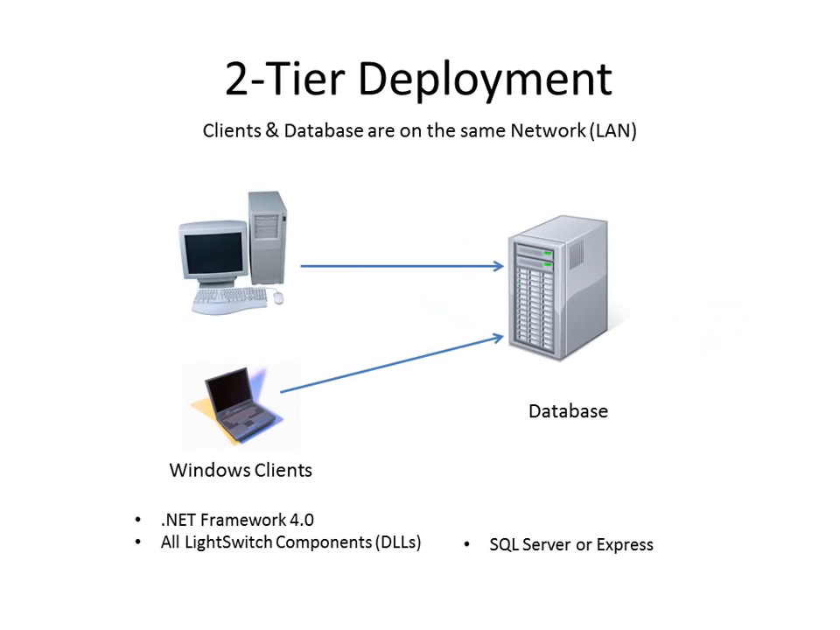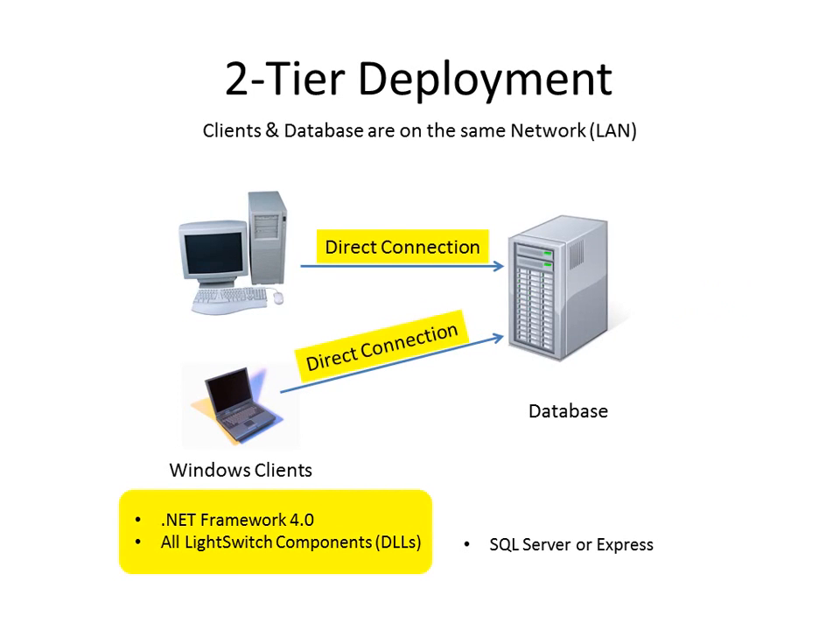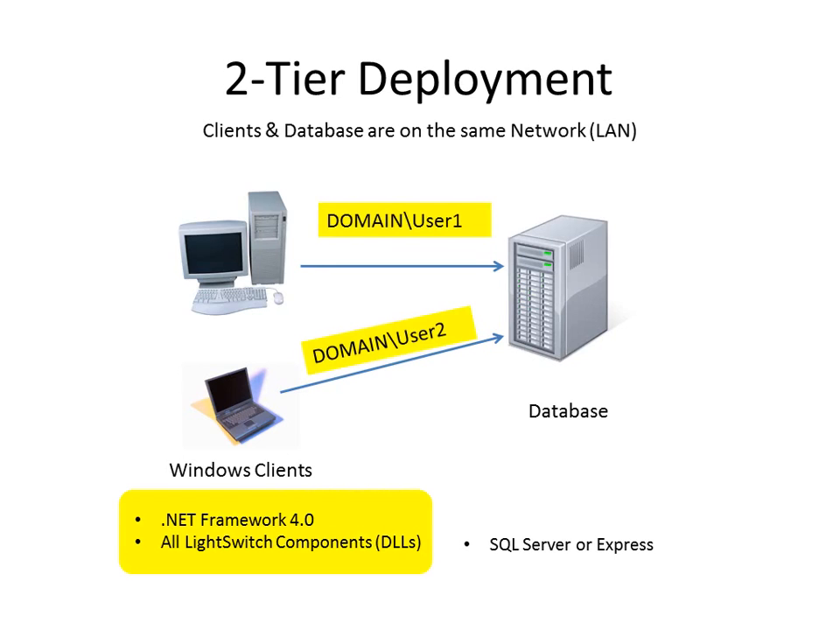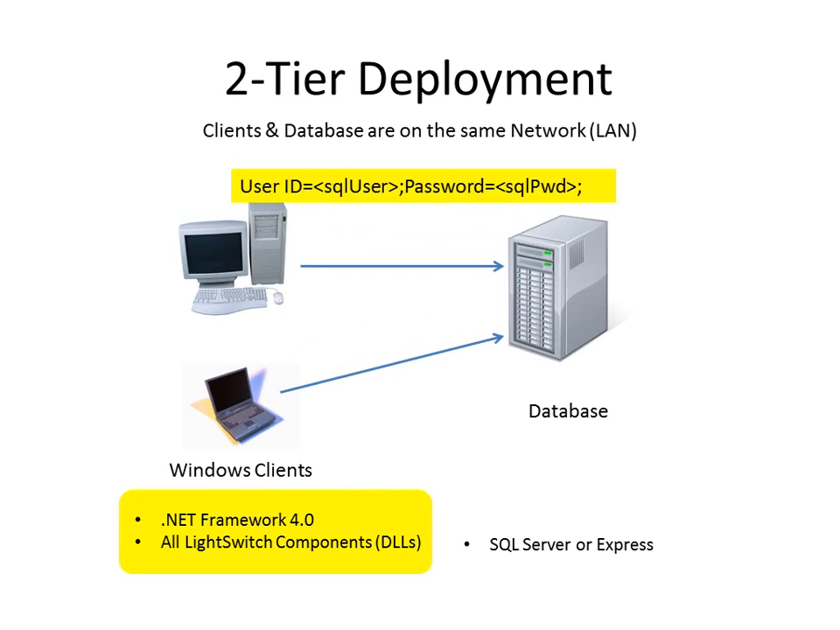So first, let's deploy a 2-tier application. I want the database to live on a database server that I have. The client components will include all the LightSwitch components, and they will connect to the database directly with a connection string. There are two ways clients can access a database on your network. One way is by using their Windows credentials, otherwise known as integrated security. And another way is by specifying a SQL Server username and password.